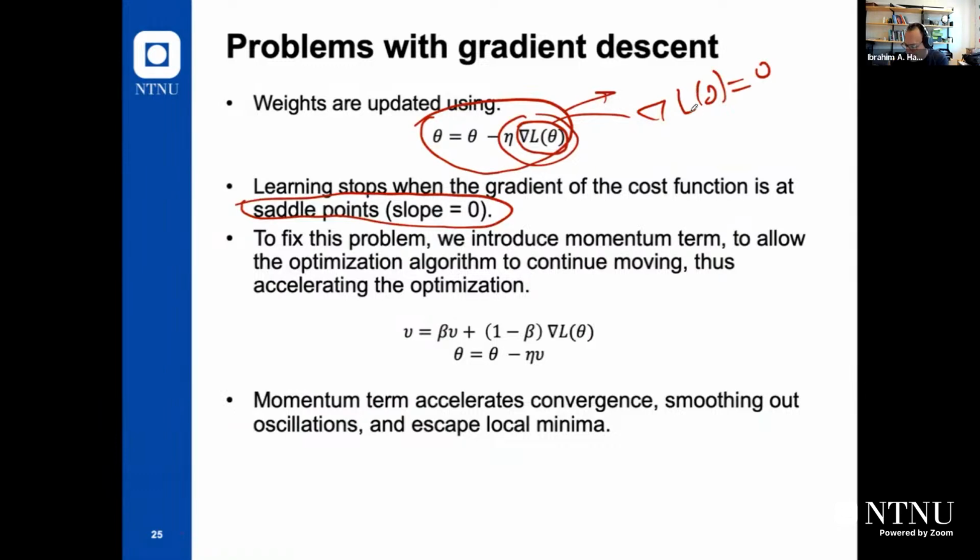And this is a problem in non-convex problems, because in a non-convex problem, it will be like this one. Imagine that it's like this one. So we will get stuck here.